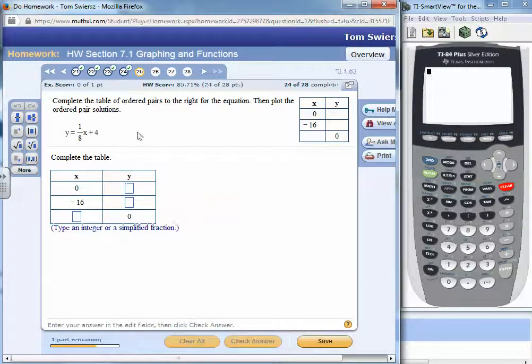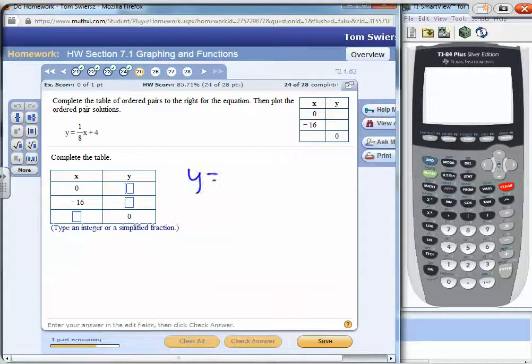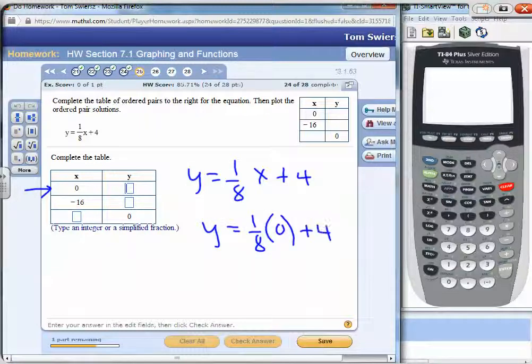All right, let's look at problem number 25. Okay, again, similar to the previous we've been doing, use your formula. In this case, my formula is y is 1/8 times x plus 4. And in the first case, x is 0, right? So y equals 1/8, x is 0. Now, any number times 0 is 0, right? So 1/8 times 0 is 0. 0 plus 4 is 4. So again, we've got y equals 4. Not much work to do because any number times 0 is 0, and then the plus 4. So we get a positive 4, okay?